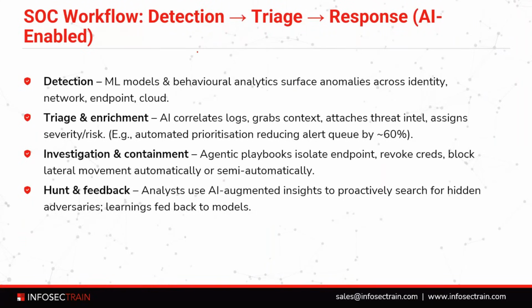Right? So we will see this practically now, how you can detect this using AI. Using behavioral analytics over here, you can enrich the triage also. AI correlates logs, grabs context, attaches threat intel, assigns severity or risk to that, right? And because triage means whichever event has a higher risk level, that you prioritize first to respond, right? So that is what you're doing in triage: according to the various attacks that are happening, you are prioritizing which one to focus on first.